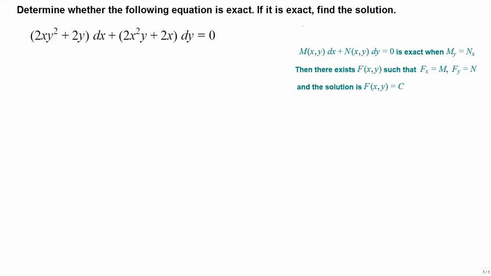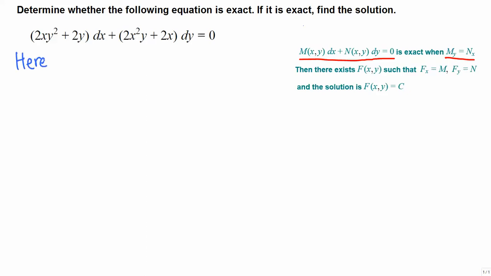Determine whether the following equation is exact. If it is exact, find the solution. So we have an equation in this form: M dx plus N dy equals 0, and we know this is exact when M_y, the partial derivative of M with respect to y, equals N_x. Okay, so let's check if this is exact.